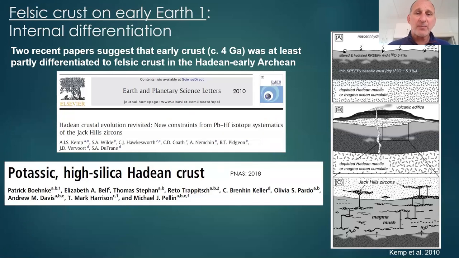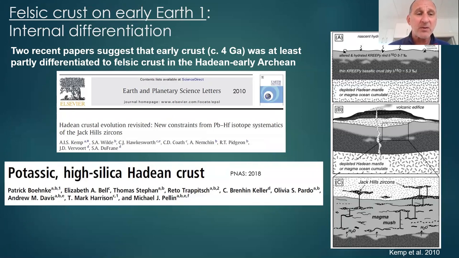You can also generate complexity because on early systems, you can generate felsic crust in three different ways. One of the ways is through internal differentiation. This has been explained as the reason for the presence of these very ancient zircons from Jack Hills. It's a paper by Tony Kemp and others.